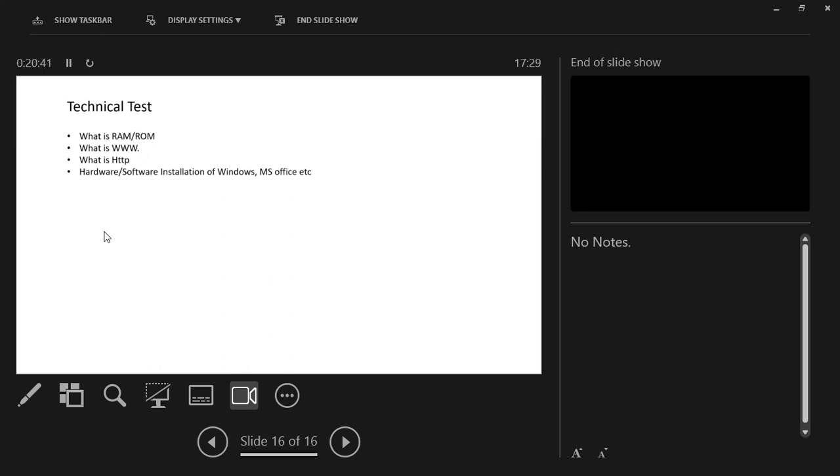But if you are applying for a technical support role, then you will have a technical test. Again, very simple, very easy. You will have to refer to YouTube or Google to know some of the technical questions. It can be what is RAM, ROM, what is meant by www, what is meant by http, https, how to upload or download software. It talks about software installation of Windows, MS Office, and how we troubleshoot MS Office Outlook issues, all those things. So that's it.